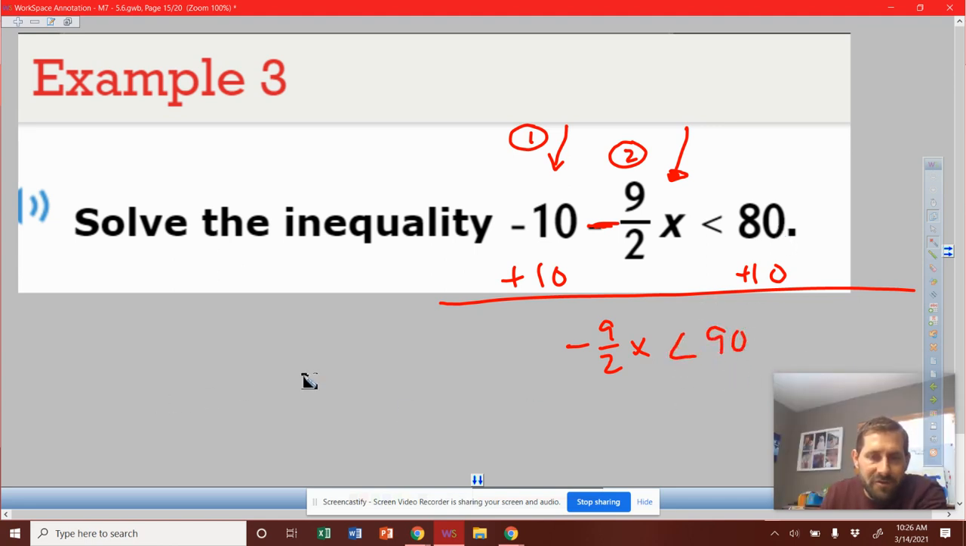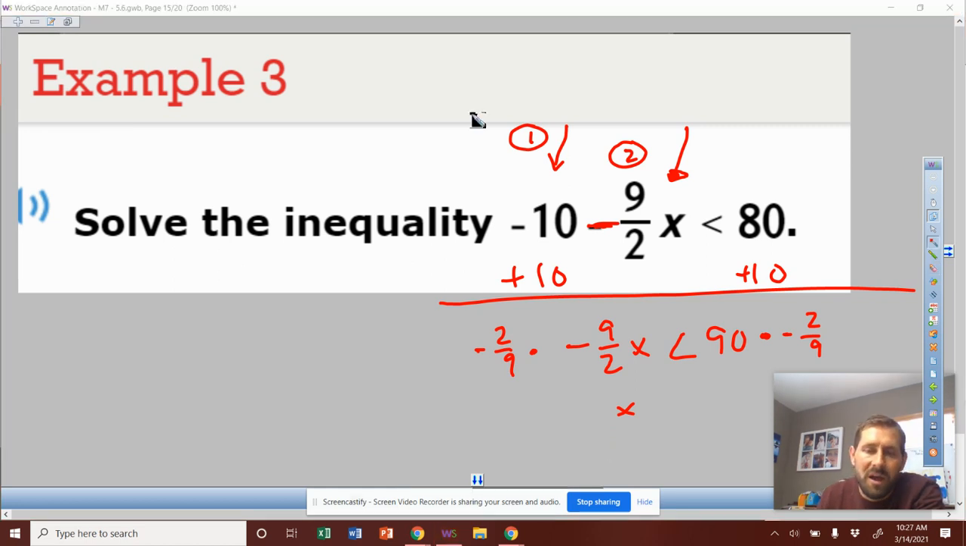And I'm happy to share this in two different ways, but to get rid of a fraction, you can multiply by its reciprocal. So we'll multiply by negative 2 over 9, and then over here we'll multiply by negative 2 over 9. That's going to get, like, 2 times 9 is 18, and 9 times 2 is 18. We'll get 18 over 18, which is 1. So we're really just going to be left with 1x, right? Just so you can see what was going on there.